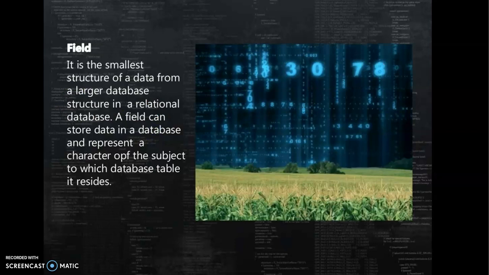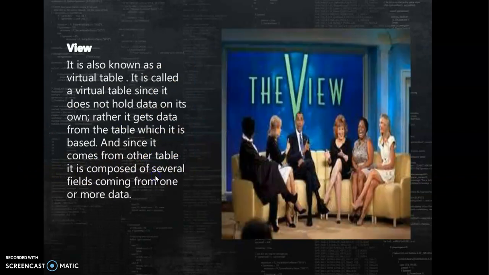Field. It is the smallest structure of a database from a larger database structure. In a relational database, a field can store data and represents the characteristics, often of the subject to which the database relates. View. It is also known as a virtual table. It is called a virtual table since it does not hold data on its own, rather it gets data from the table on which it is based, and since it comes from other tables, it is composed of several fields.